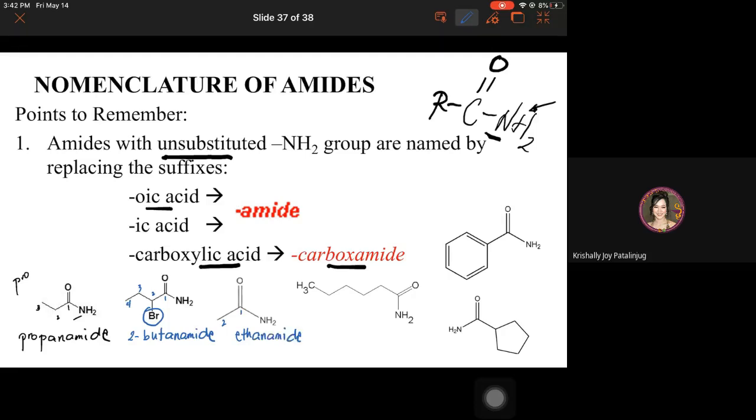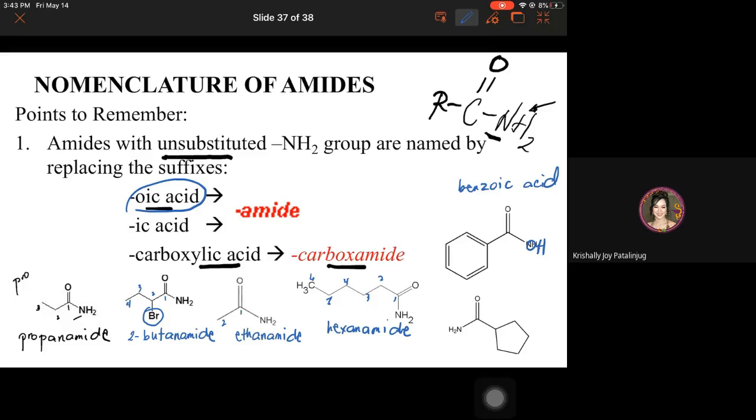Alright? Next, this is carbon 1, 2, 3, 4, 5, 6. Hexanamide. Tana lang, hexanamide. I-change lang nato ang oic acid ending. Next. What about this one? Diba? Kung OH ni siya, this is benzoic acid. Alright?